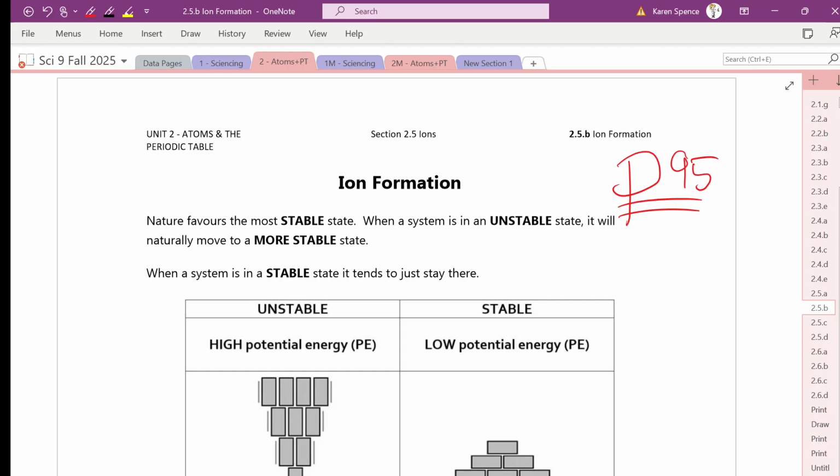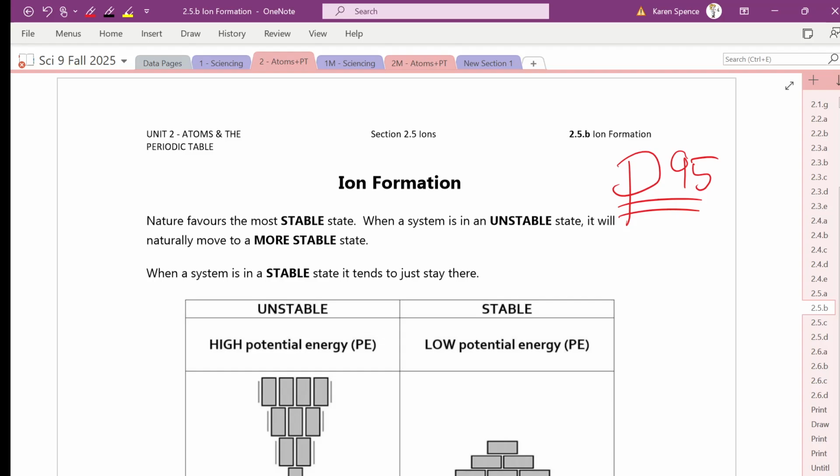If I let this eraser go, what's going to happen to it? It's going to fall. Where is it more stable? Is it more stable up here, or is it more stable down there? It's more stable down there, right?